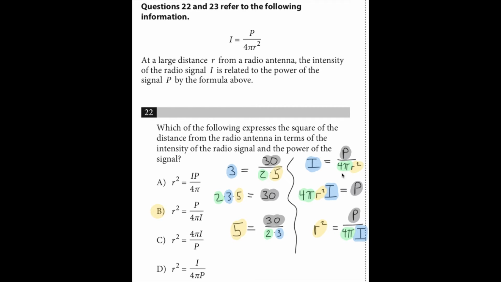You just have to trust that you're moving them in the right direction by multiplying and dividing both sides by what you need to. In any case, this is how you get answer choice B, P over 4 pi I.